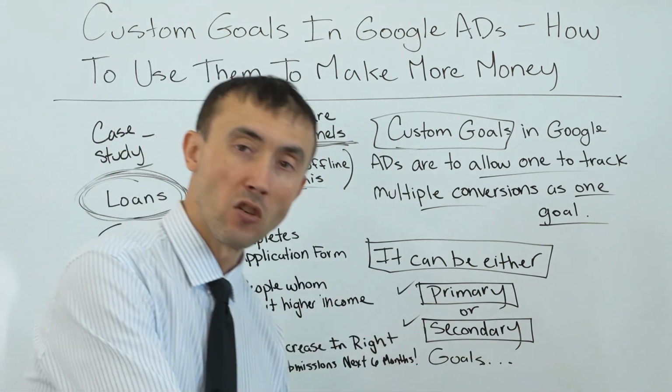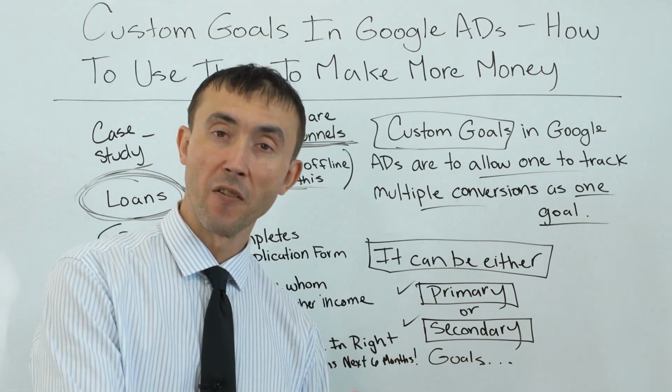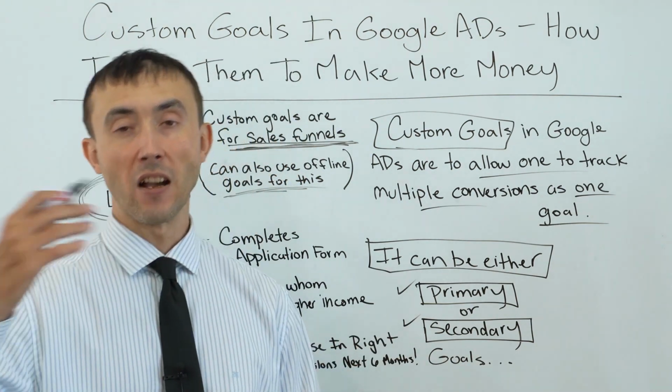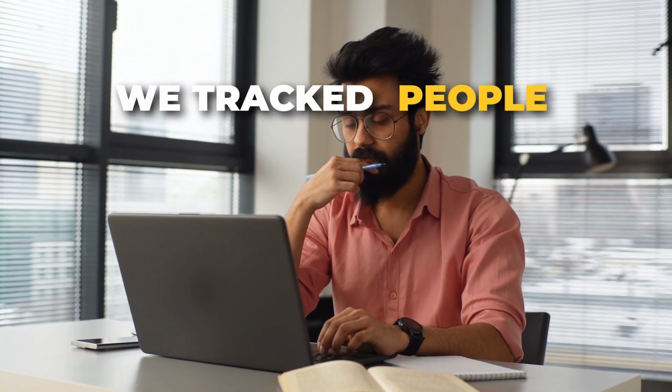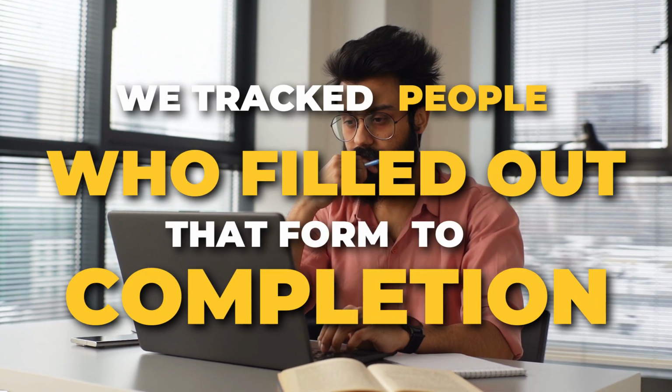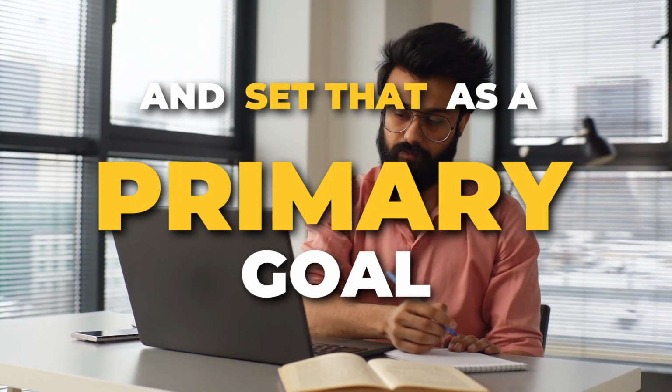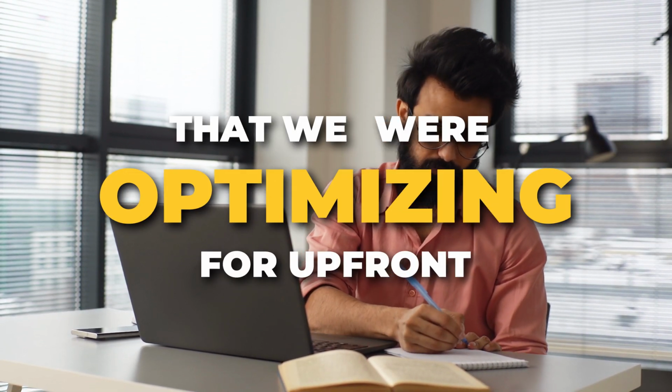If they got through the initial multi-step form where we got all their information, not necessarily the application itself, then what we did is we tracked people who filled out that form into completion and set that as a primary goal that we were optimizing for up front, like I was saying before.